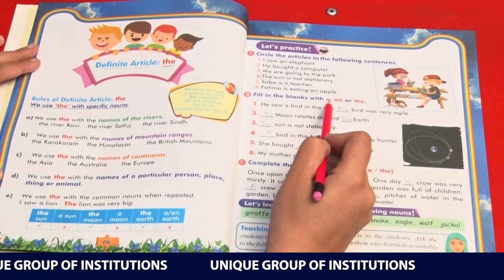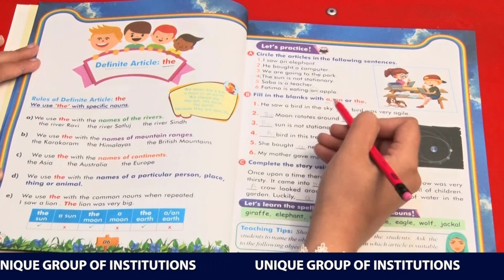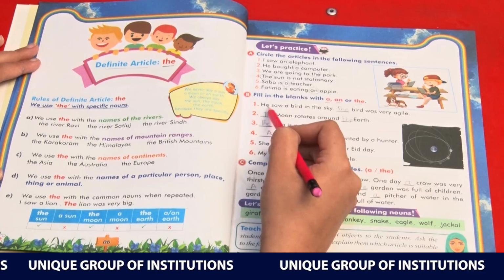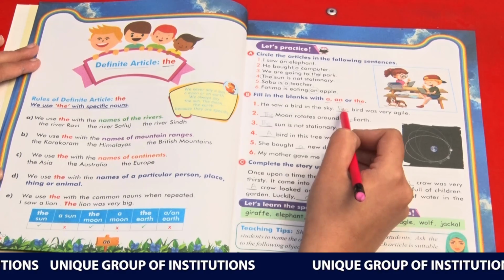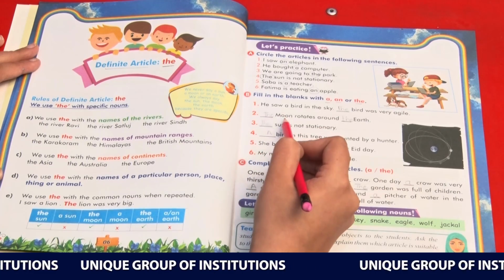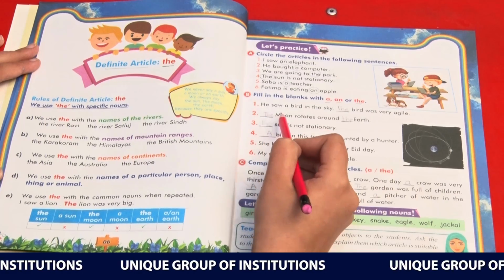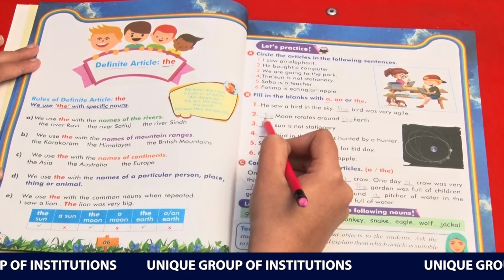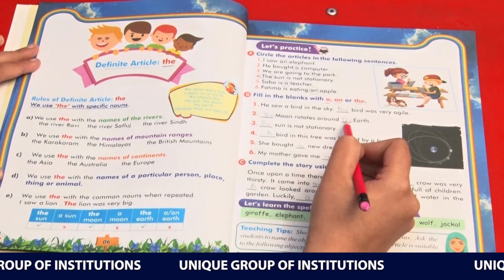Next, fill in the blanks with a, an or the. We have 3 articles: a, an and the. We need to put them in the blanks which are given below. The first one is: he saw a bird in the sky. The bird was very agile. Second is the moon. As I told you, with moon, sun, earth, we need to put the. The moon rotates around the earth. Over there the T is capital because it's the start of the sentence. Over here the T is small because it's in the middle of the sentence.